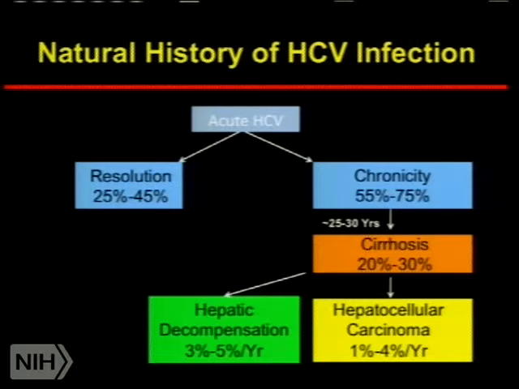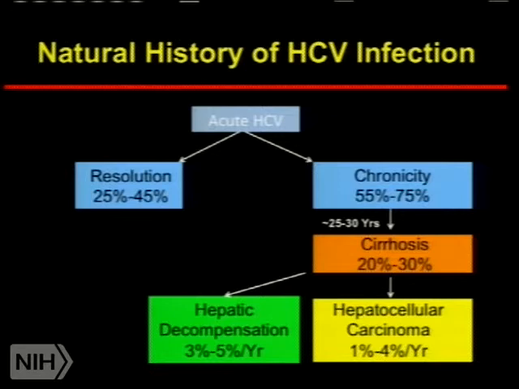So let me turn now to the natural history of a hepatitis C infection. Following exposure to the virus and acute infection, resolution occurs in about 25 to 45% of individuals. Resolution occurs more commonly in young individuals, in women, and persons with IL-28B genotype CC. IL-28B encodes for interferon lambda.